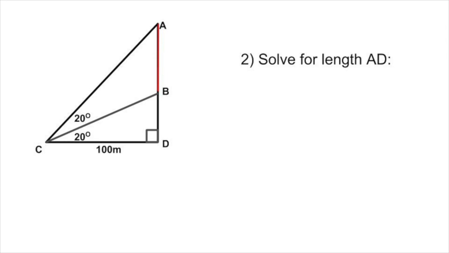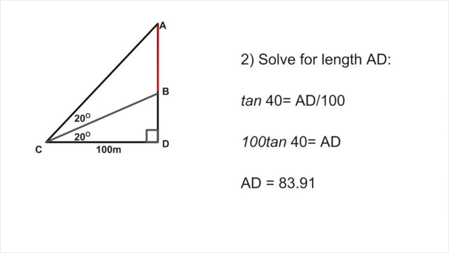Second, we will solve for length AD. I'm going to use the tangent formula again, because they are similar triangles. This time, however, the known angle is 40. So solve for AD. Tan 40 equals AD over 100. So I'm going to isolate for AD, which will give me 100 tan 40 equals AD. Input that into your calculator, and AD equals 83.91.